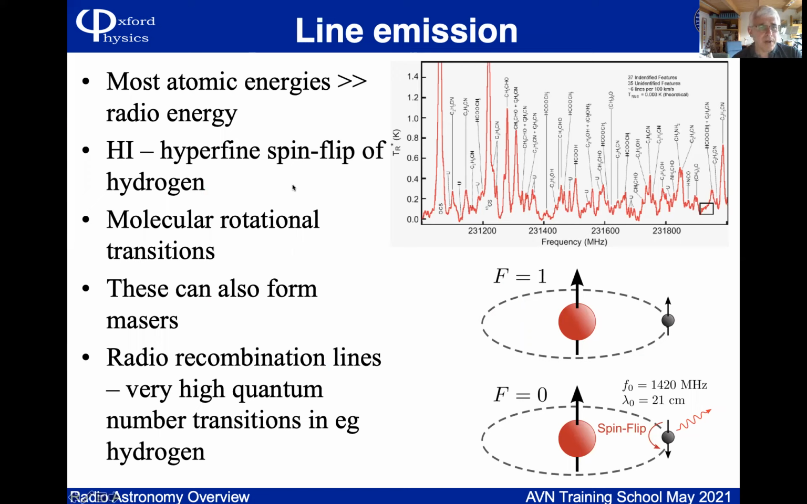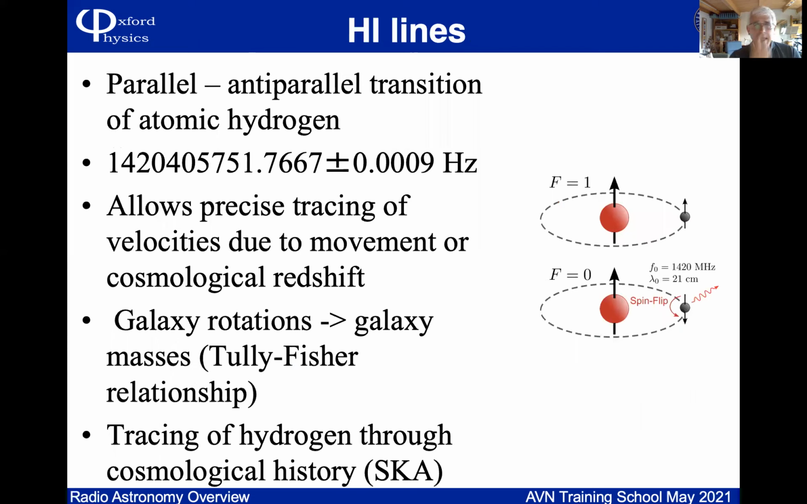So the two most important things are the H1 line, which we'll talk about in a moment, and then molecular rotational transitions, where you've got asymmetric molecules changing essentially their rotational speed. So H1 is a particularly important line emitting process in radio astronomy, because it involves atomic hydrogen, which is the most abundant constituent of the universe in terms of ordinary matter.